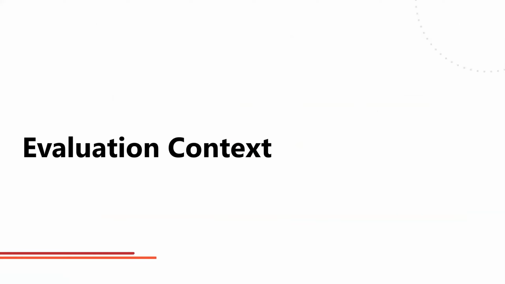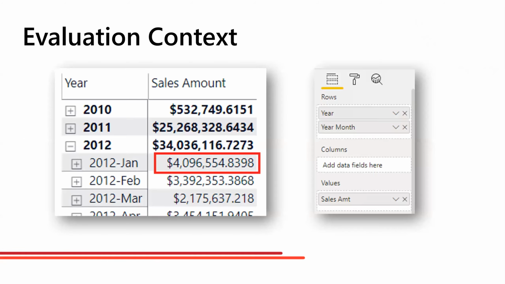Okay, evaluation context. This is the part I kind of want to just get to because this is the meat and potatoes. And evaluation context is really just the context in which a DAX measure is evaluated, which is not helpful. So let's look at an example. Each one of these cells right here, each one of these is the same measure, sales amount, but there's a different context in which the sales amount measure is evaluated.